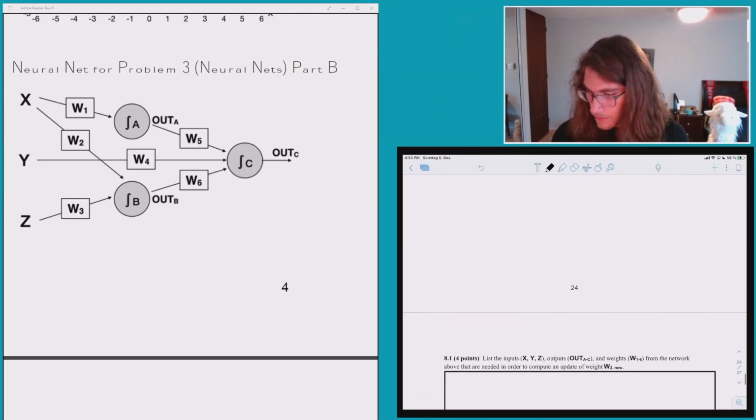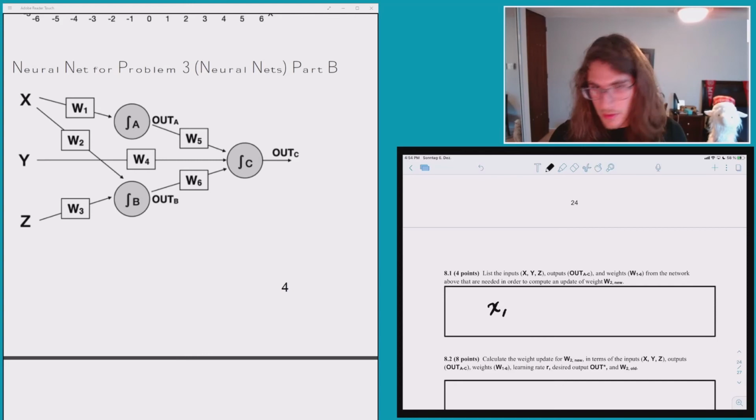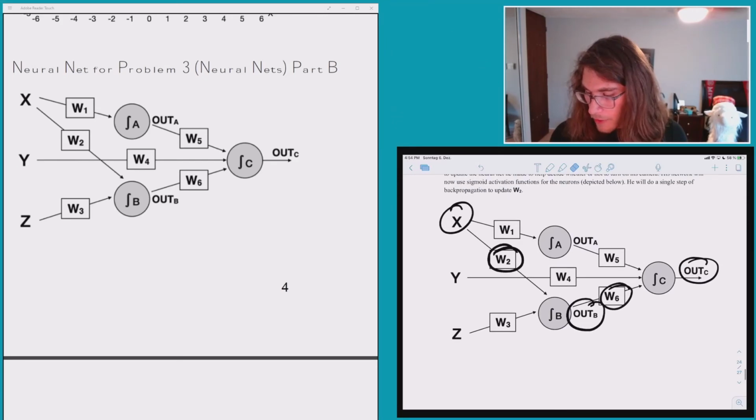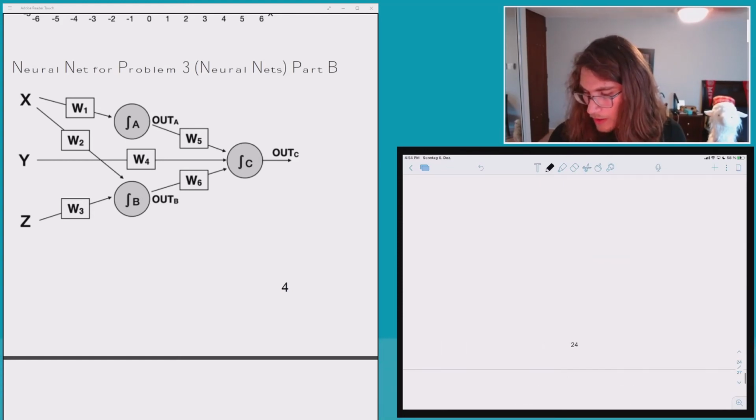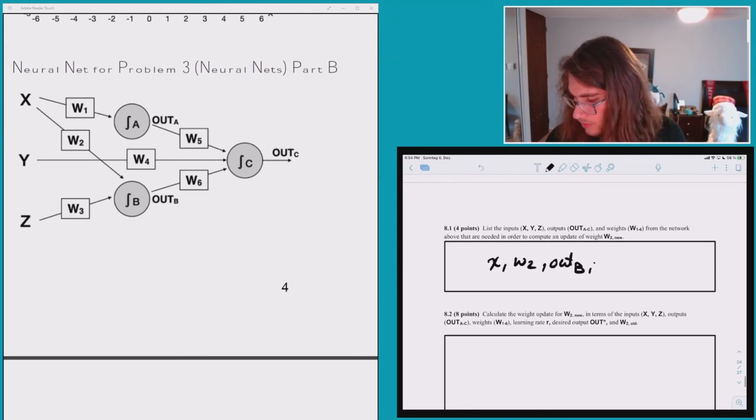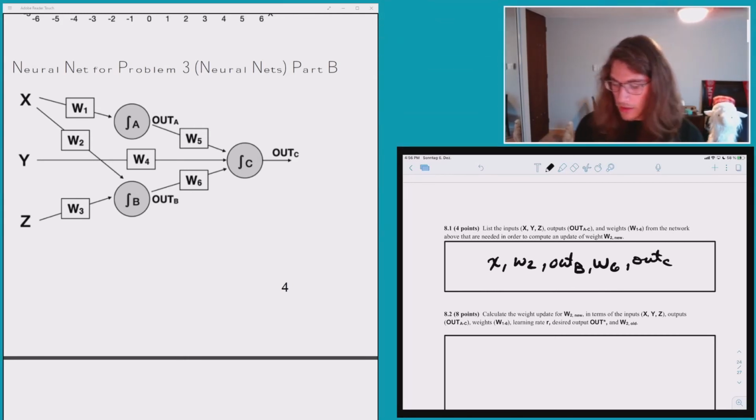So I need X, out B, well actually in order from back to front, X, W2, out B, whatever the weight of out B is, W6, and out C. So those are the terms that I will need in order to calculate a new weight for W2. And in this case, W2, as I've written it, is whatever the value of W2 is right now, because that obviously influences what the new value will be.